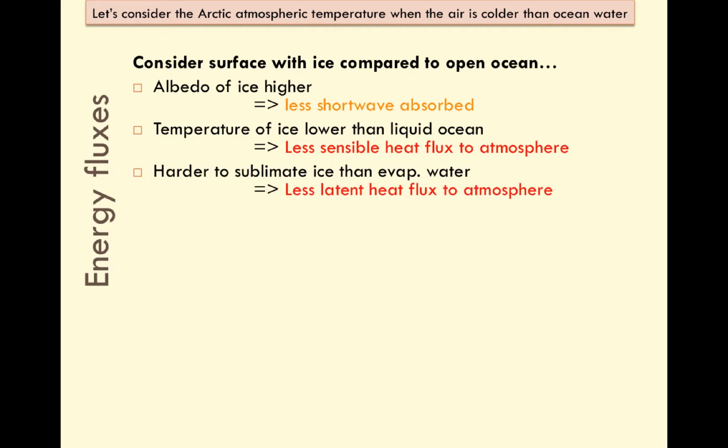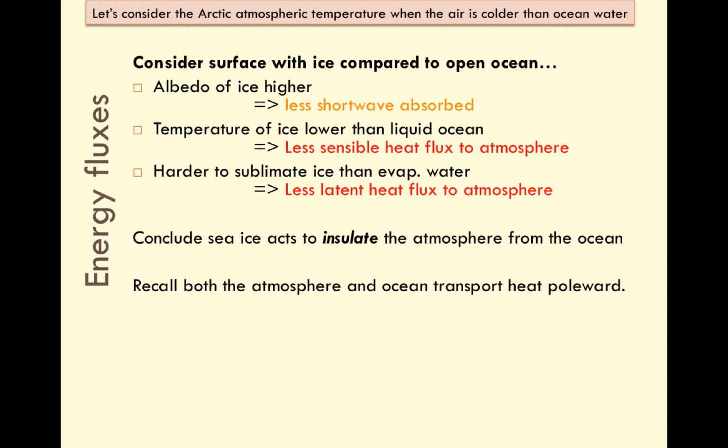Lastly, it's harder to sublimate ice, go directly from solid to gas, than evaporate water going from liquid to gas. So there's less latent heat flux to the atmosphere if you have an ice sheet on top of the water. So in these 3 primary ways, sea ice acts to insulate the atmosphere from the ocean.